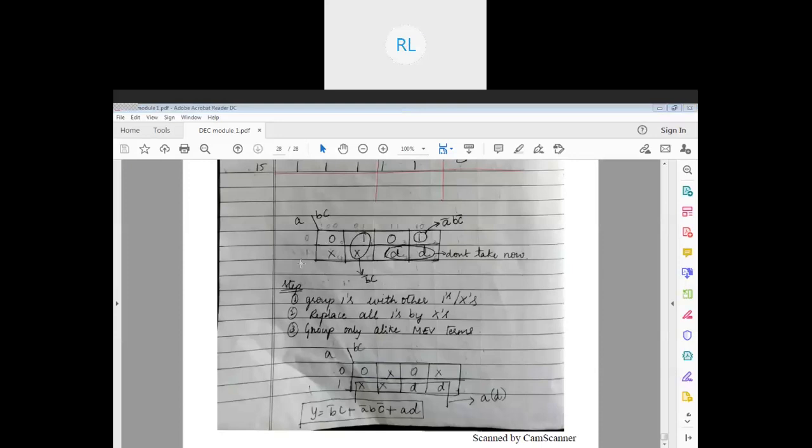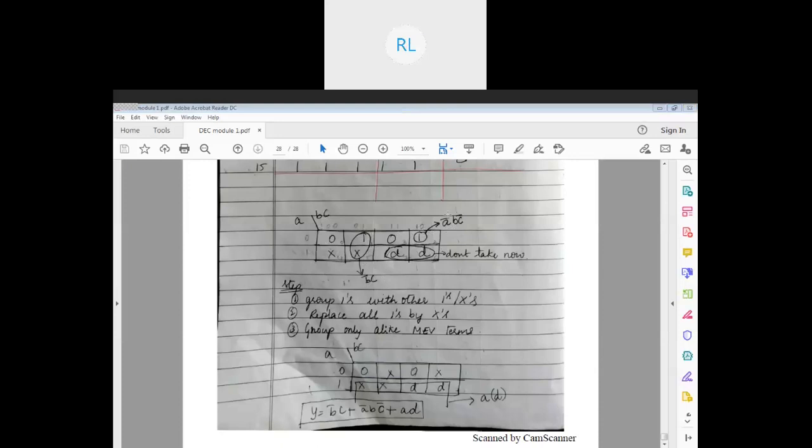Now I think I'm audible now. So what we have done is we have grouped ones with the don't cares. I have got this equation, which is B bar C. The A gets cancelled because it is 0 and 1. Here it is B bar C, so B bar is 0 and 1. So B bar C.